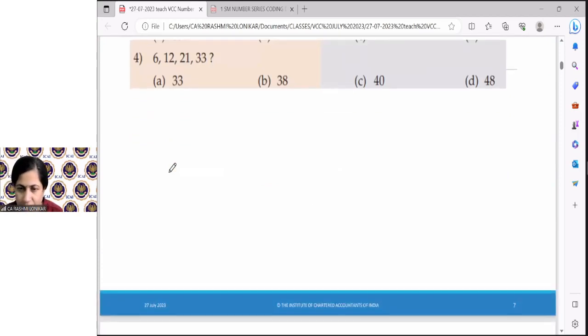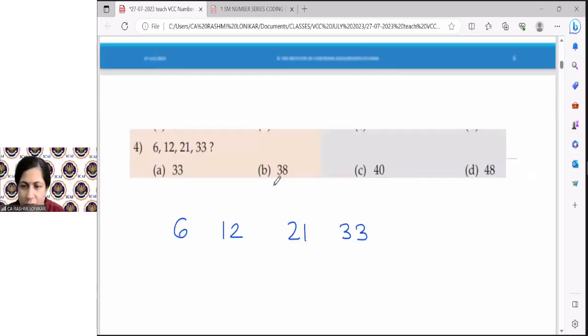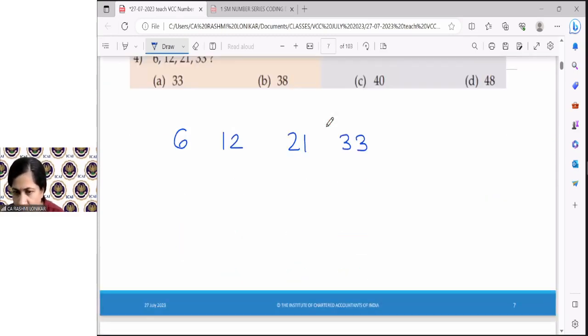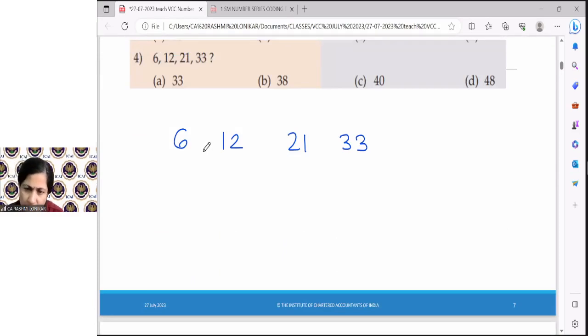Next sum. The next sum is 6, 12, 21, 33. Like I was telling you earlier, this is very gradual: 11, 13, 17, 19. So there is more of addition. Now let us see over here. Here also there might be something involved. Let us see how much this is. Now what is the difference?